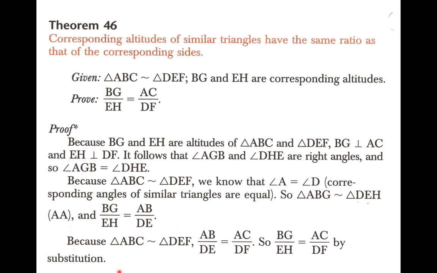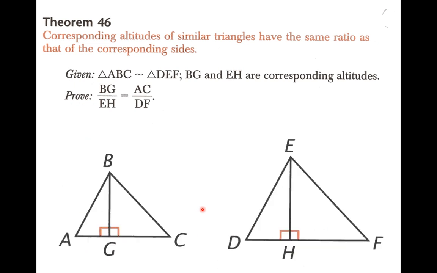You can spend a little time if you want, pause and look through this. This puts in words what we just did with our images earlier. So I'm going to pause a little bit longer on this theorem. Once again, corresponding altitudes of similar triangles have the same ratio as that of the corresponding sides.